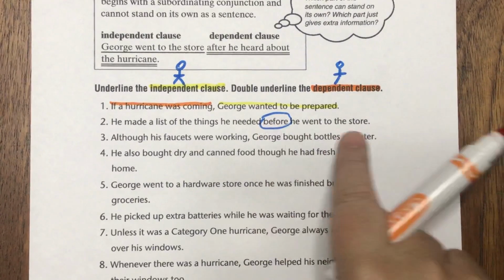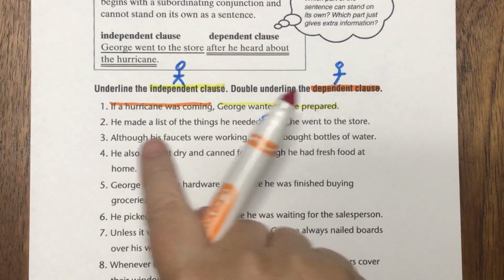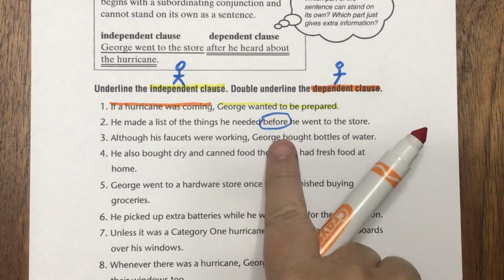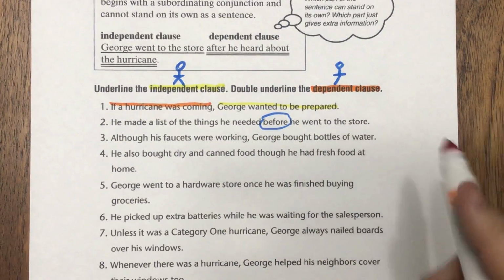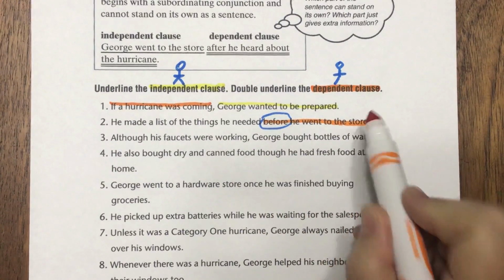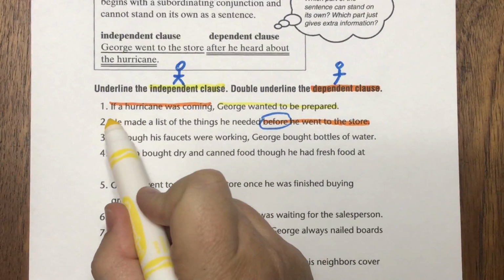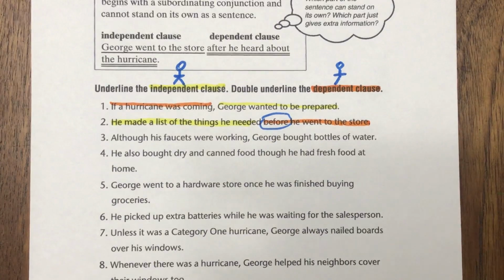So I'm going to look at this part, and then I'm going to look at this part. He made a list of the things he needed. That makes sense. Before he went to the store. That does not make sense. So this is my dependent clause that cannot stand on its own. And this is my independent clause. Let's go to the next one.